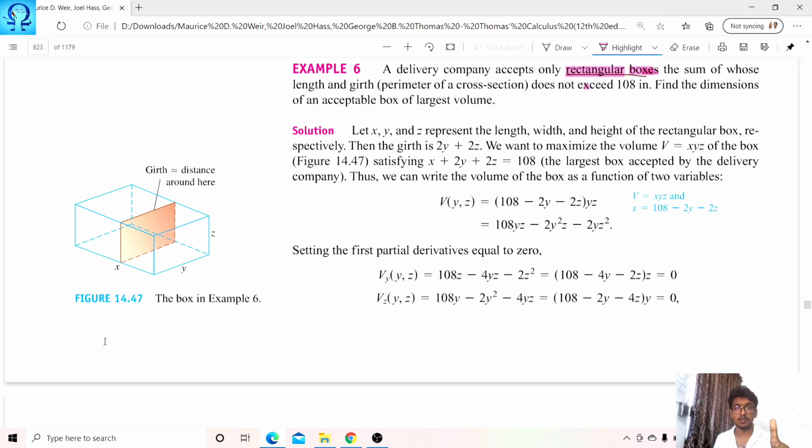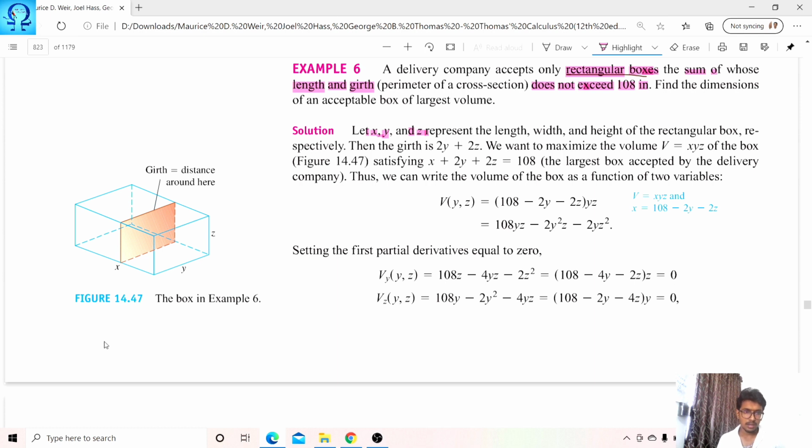That rectangular box must be of the given specification, that is the sum of length and girth does not exceed 108 inch. So the girth is the perimeter of a cross section. Okay, girth means perimeter of the cross section, the one that is specified in some different color in the diagram, okay, that you can see. Suppose x, y, and z represent the length, width, and height.